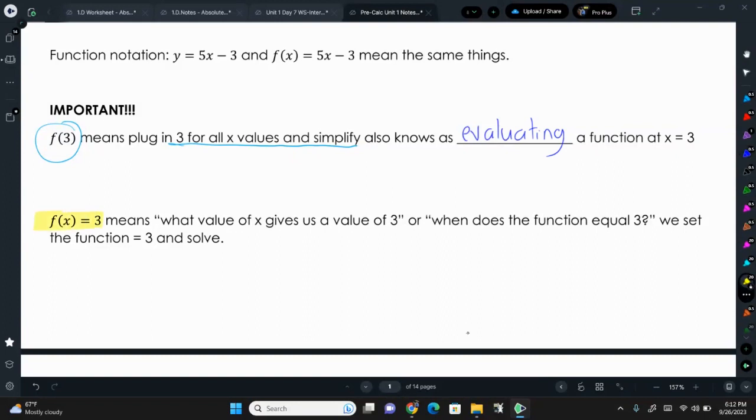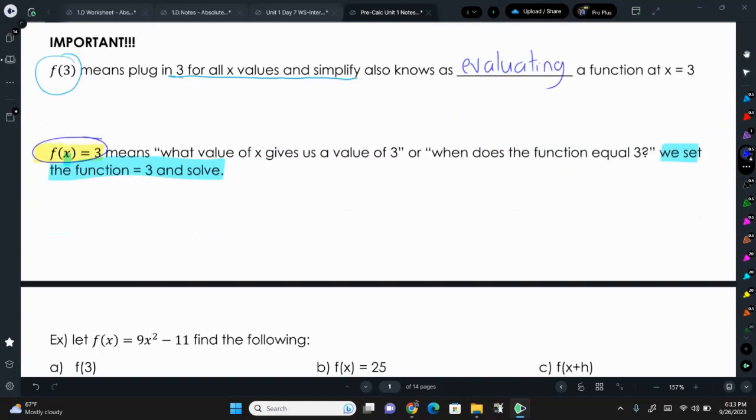This, though, f of x equals 3, what that means is, what value of x gives us an output or a y value of 3? Or, when does the function equal 3? So we set the function equal to 3 and solve. As different as these look and sound, this is one of the most common mistakes students make when it comes to function notation. Because when they see f of x equals 3, a lot of them will just start plugging 3 in for x and getting the wrong values.